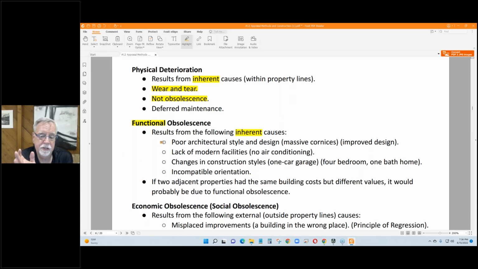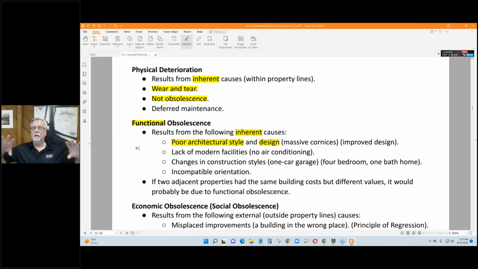Now, some of the examples they've used on the state exam was poor architectural style and design. A massive cornice. What's that? Something you get in your eye? Something on your feet? A heart condition? No, no.